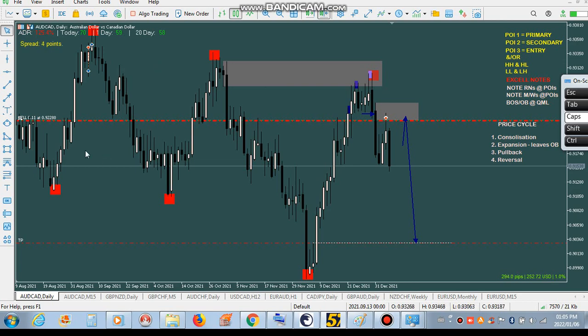So the moment price came and gave me this low here, it went up and I expected a lower high. It gave me this lower high here where my cursor is. Price came back down and broke this previous swing low and gave me a lower low.